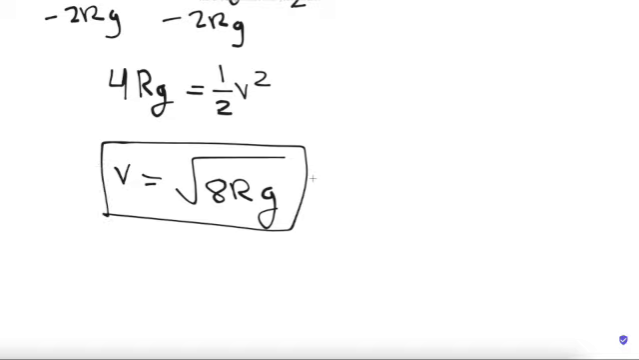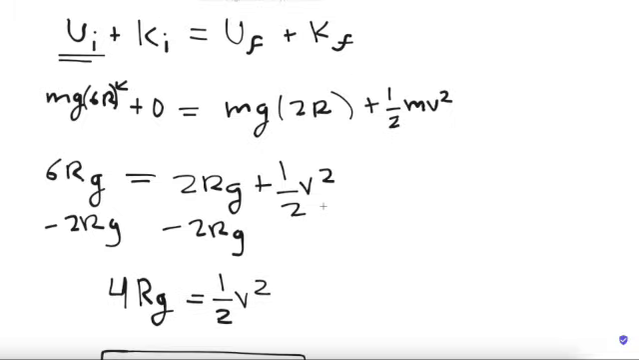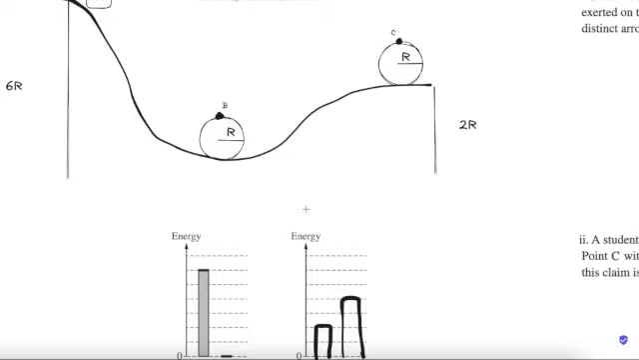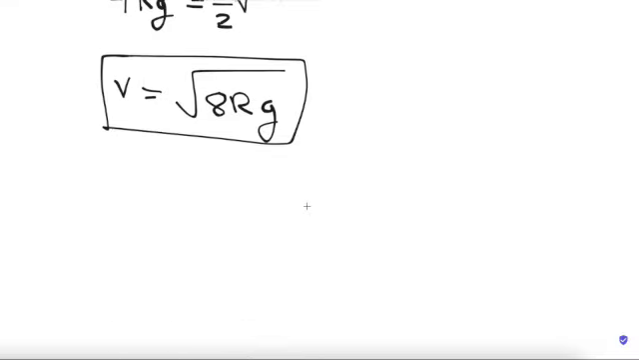Now one thing I like to do when we get to a final answer is make sure it seems physical. Make sure there's some extent of intuition that makes sense, right? So what this is telling us is that at point B, its velocity is going to be root 8rg.